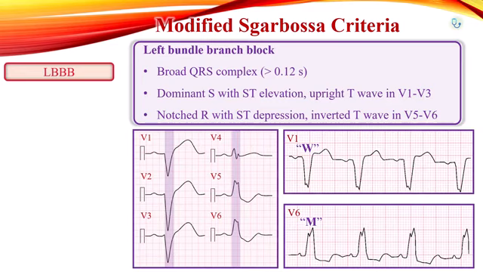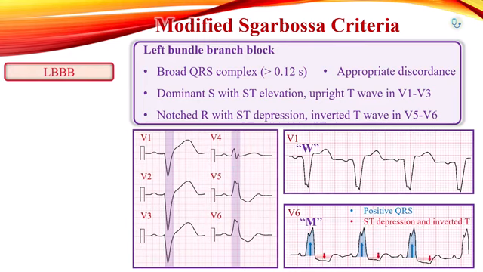In left bundle branch block, there is appropriate discordance, as abnormal ventricular depolarization is followed by abnormal repolarization. This means in leads with a positive QRS complex, ST segment depressions and T-wave inversions can be observed. Similarly, in leads with a negative QRS complex, ST segment elevations with positive T waves can be observed.